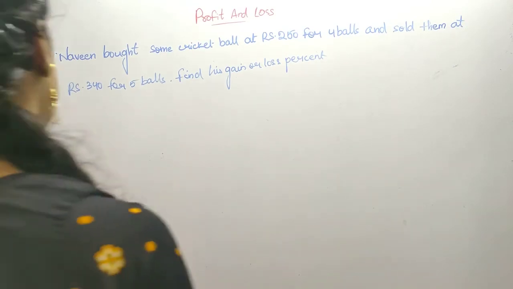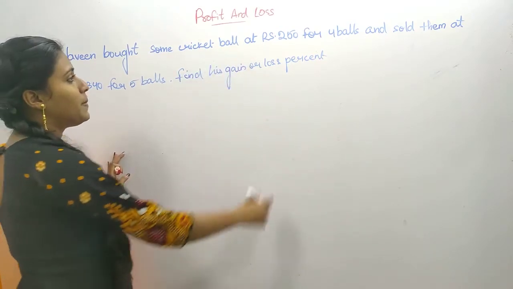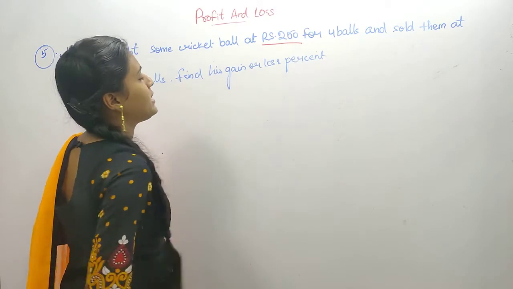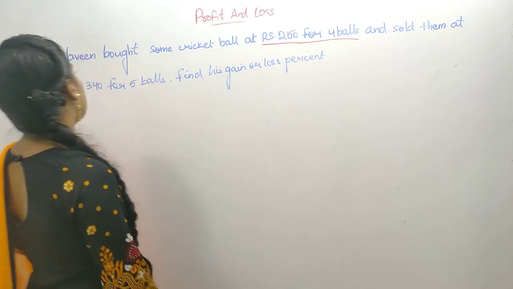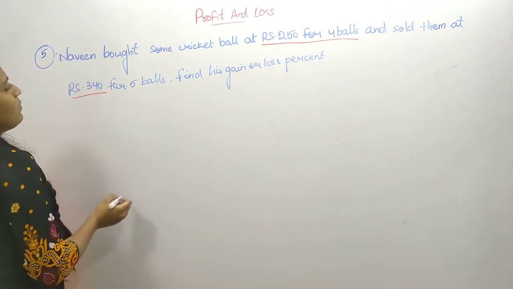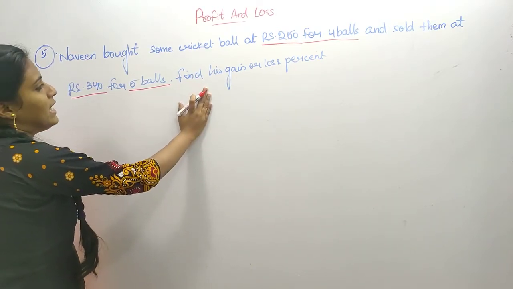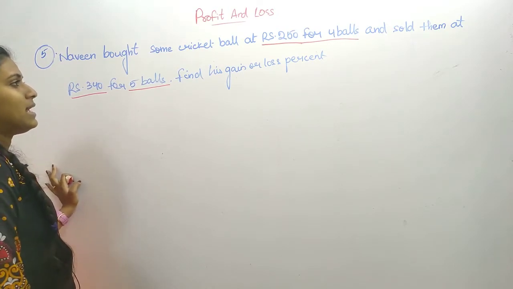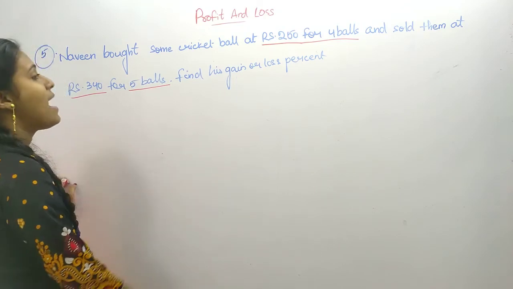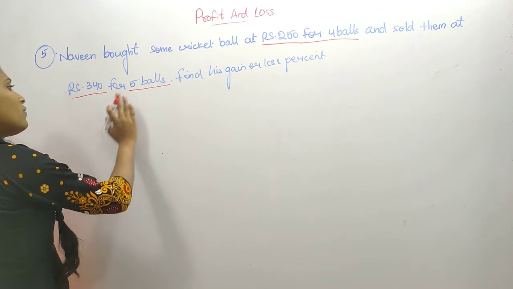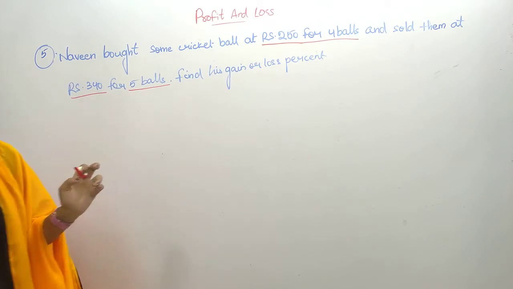Okay, what is the next question? It is given here. Naveen bought some cricket balls at 250 rupees for 4 balls and sold them at rupees 340 for 5 balls. What is given to find out? Find his gain or loss percent. Now we have to find out his gain or loss percent.